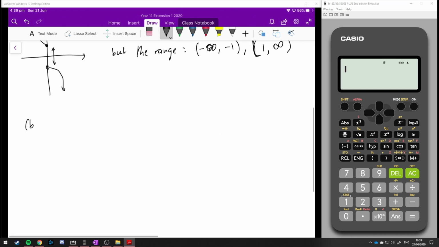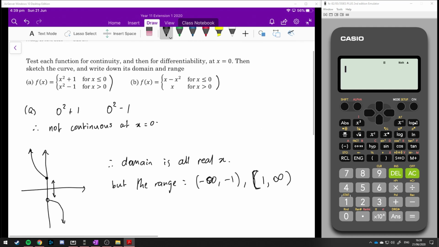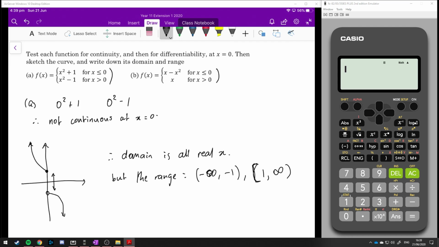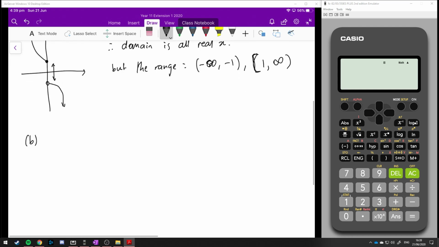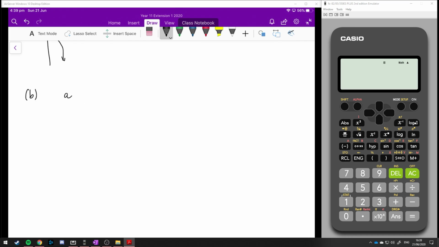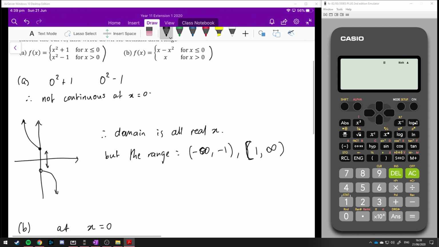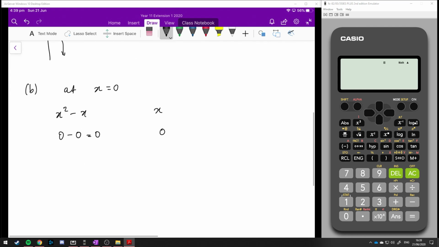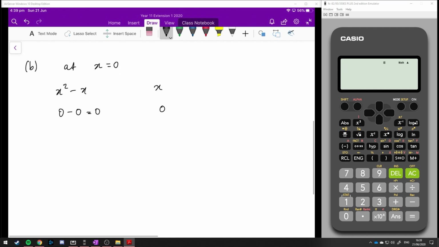Let's have a look at part B. Now part B says we've got x minus x squared for x less than or equal to 0, and then we've got x for x is greater than 0. Okay, so at x is equal to 0, we've got x squared minus x, and we've got x. So it's 0 minus 0, which is equal to 0, and it's just 0. So therefore it's continuous, and if it's continuous, then we need to check for differentiability. Now we need to look on the left and the right to see whether the join is smooth or not.